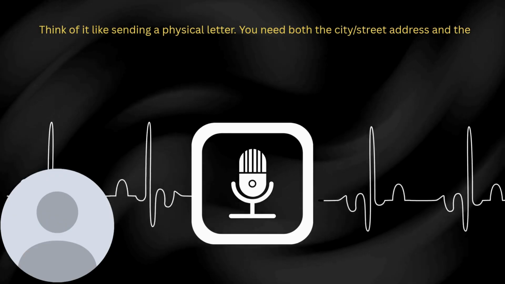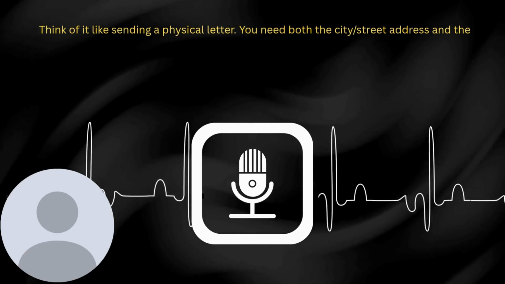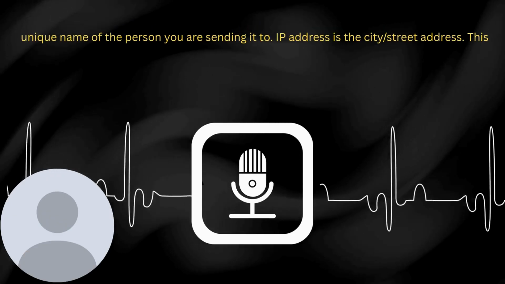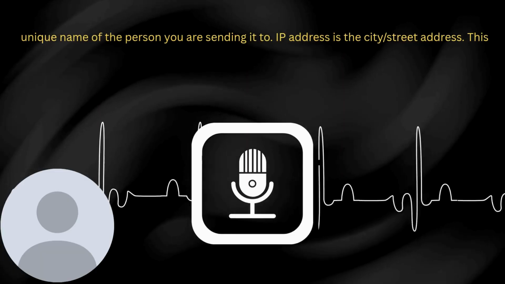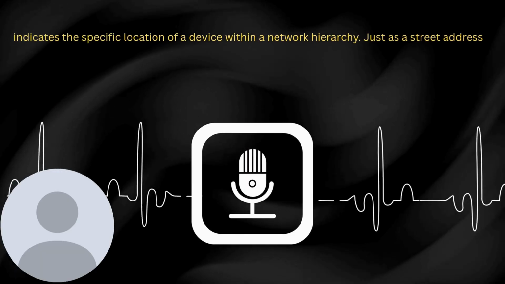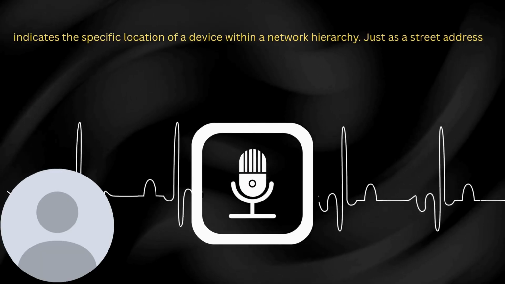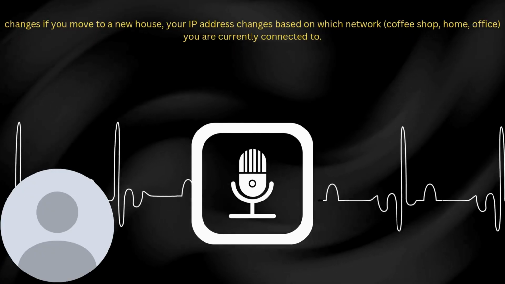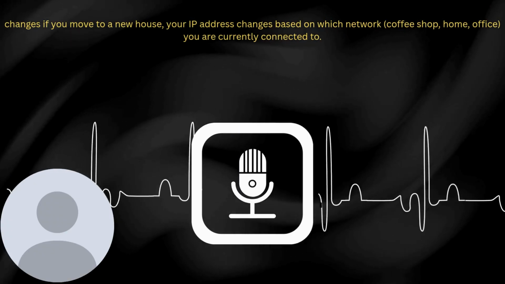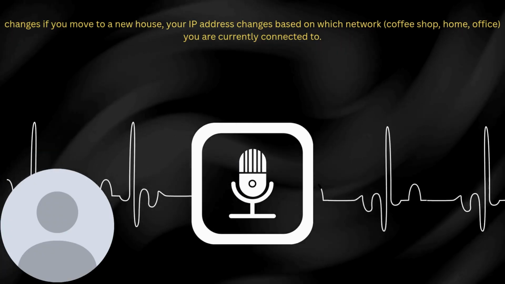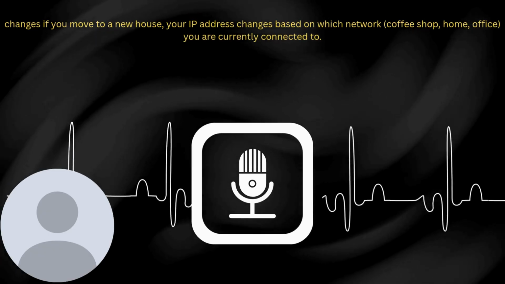Think of it like sending a physical letter. You need both the city/street address and the unique name of the person you are sending it to. IP address is the city/street address. This indicates the specific location of a device within a network hierarchy. Just as the street address changes if you move to a new house, your IP address changes based on which network, coffee shop, home, office you are currently connected to.